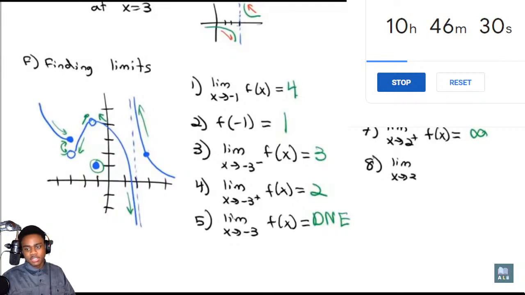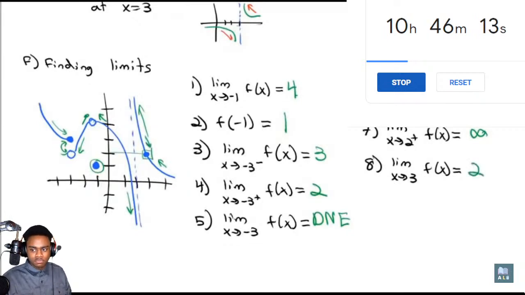What's the limit as x approaches 3 of f of x? Now 3 is right where this point is on the right side. And notice when we come in from the left or the right, it's going to that same height of 2. So we'll say the limit is 2.